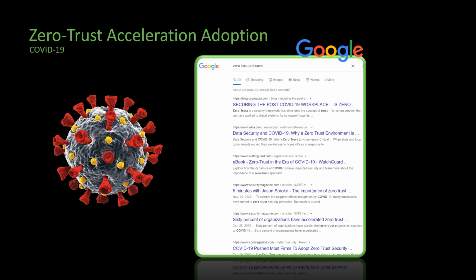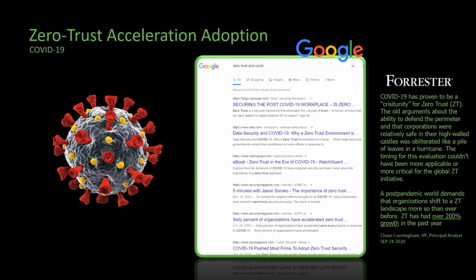And so if you look at it, I've Googled this, zero trust and COVID, you can see all the things here. Zero trust is a security framework that eliminates the concept of trust. You've got data security and COVID-19, why a zero trust environment is critical. An ebook that talks about the era of COVID-19 and zero trust. You got 5 minutes, the importance of zero trust. 60% of organizations have accelerated zero trust.